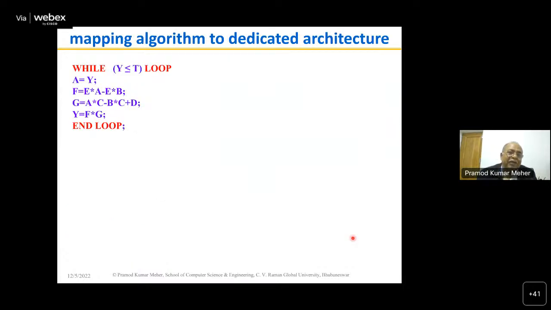So we have a computation suppose like this. While y is less than or equal to 2, do this: y is transferred to a, then do the computation f equal to e times a minus e times b. Then next, g equal to a times c minus b times c plus d, and y equal to f times g. This we need to compute.